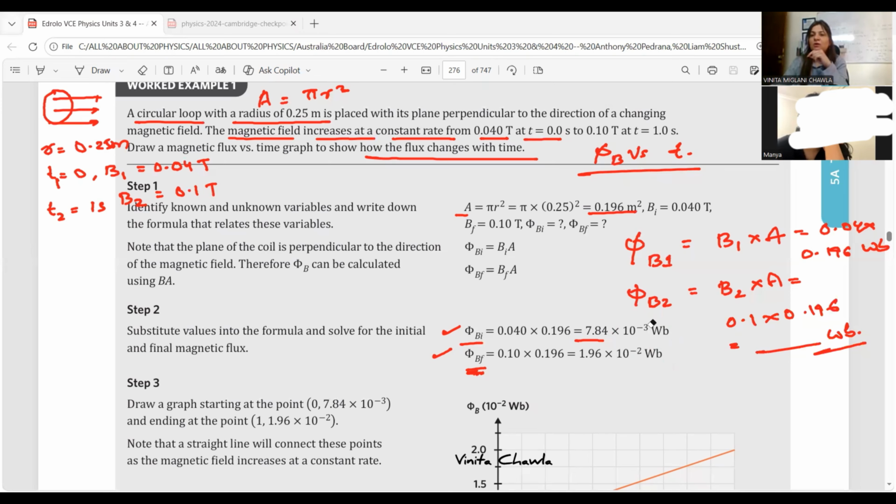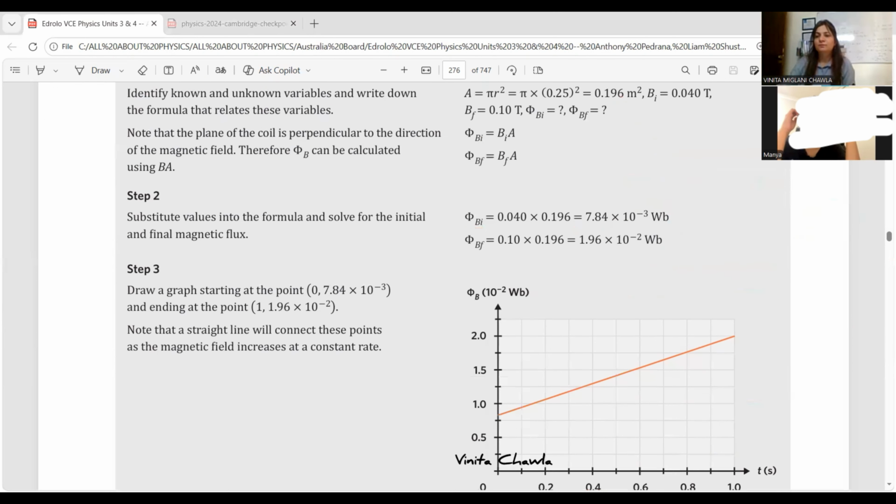So if you want to draw the phi versus T graph, this magnetic flux versus time graph, then we need to take these orders the same. For this, we need to convert this 10 to the power minus 3 to 10 to the power minus 2. So we can write 7.84 as 0.784 in 10 to the power minus 2. Can we write like this? I just want to make the orders the same so that we can locate the points easily. Yes, right? Now we will plot the points for initial and final magnetic flux like this.